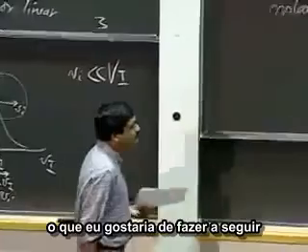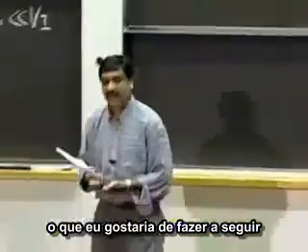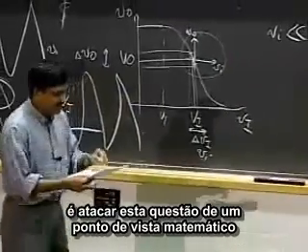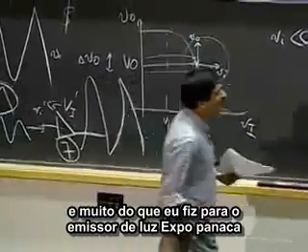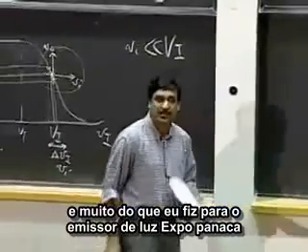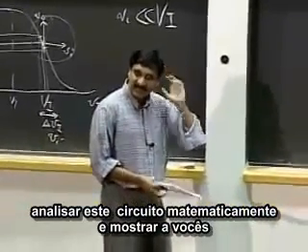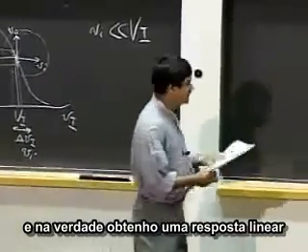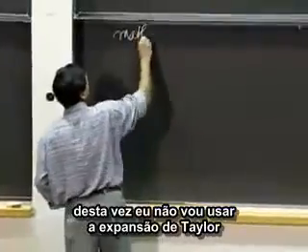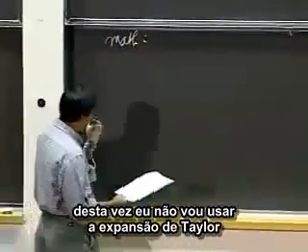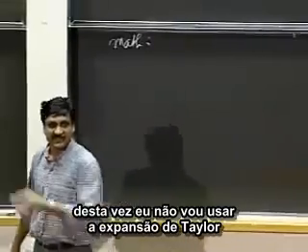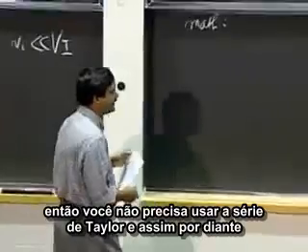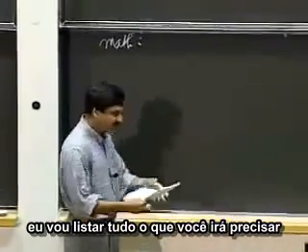Moving on, what I'd like to do next is address this from a mathematical point of view. Much as I did for the light-emitting diode, analyze this mathematically and show you that if small vi is much smaller than capital VI, I indeed get a linear response. This time around, I won't use Taylor's series. It turns out that this expression can be expanded fully, so you don't have to buy into Taylor's series and so on. I'm going to list everything down for you.